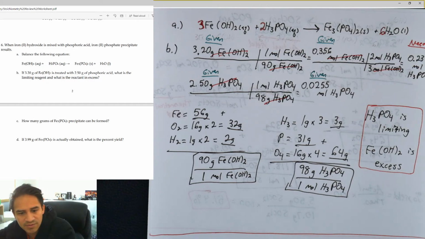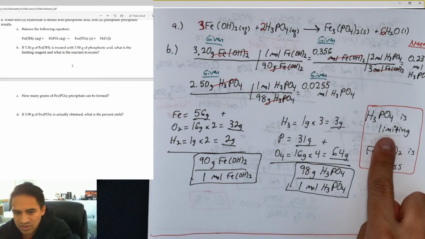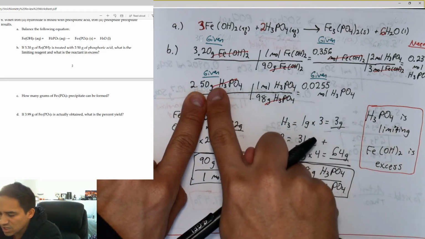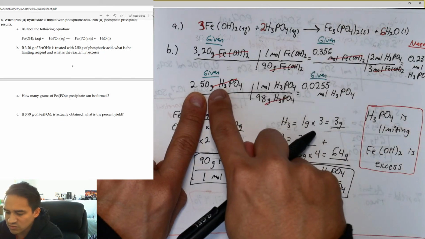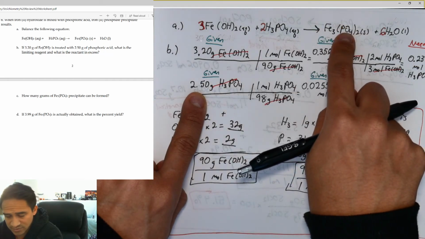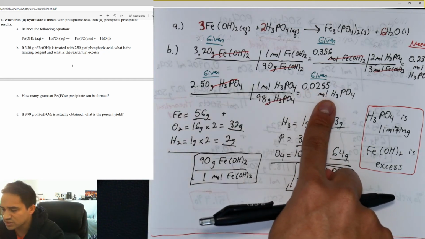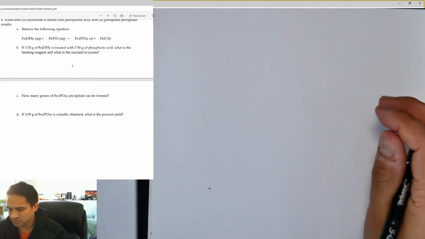Letter C then, it says how many grams of Fe3PO42 precipitate can be formed. So basically now we're going to start with our limiting reactant, which is the H3PO4, this material given here, and we're going to calculate how much of this product we can make if we're starting with this much reactant. So we're going to go from grams of this material to grams of that material, and that's it. Now we've already done the first part, which is converting to moles. So I am going to get a new piece of paper here because I write too large. So let's just move this over.